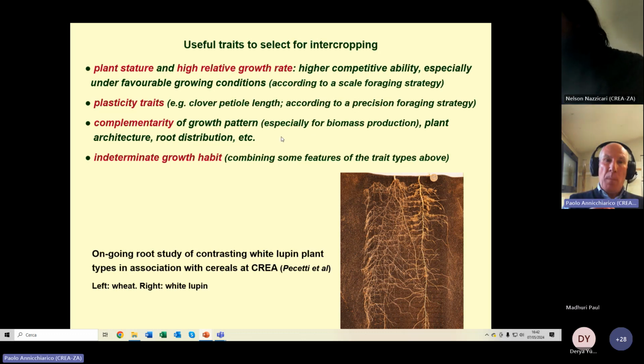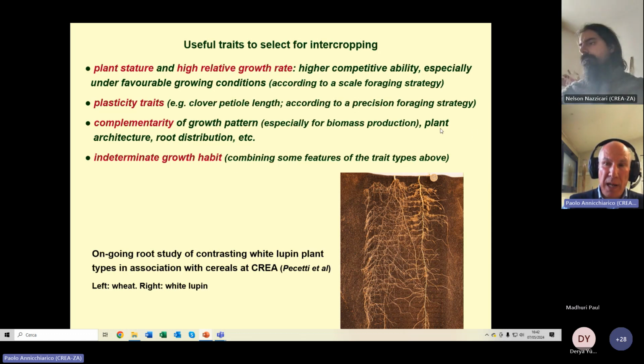Then the complementarity of growth pattern can be important, especially for biomass production in time. Then different plant architectures, different root distribution. But the point is that we know very little about these traits. So there is a lot of speculation, but we still don't have much evidence. For example, on the influence of different plant architectures, different root distributions, on the ability to better compete.